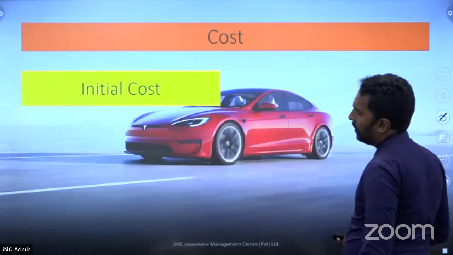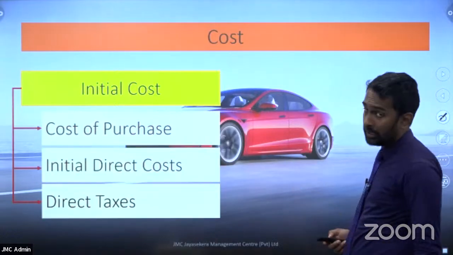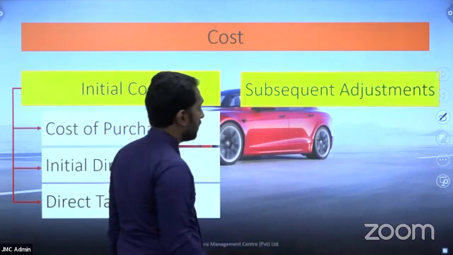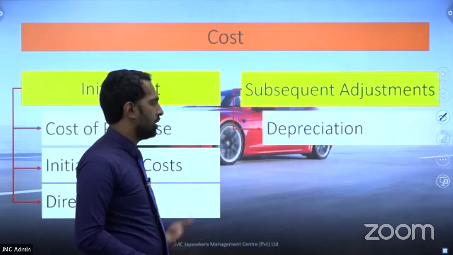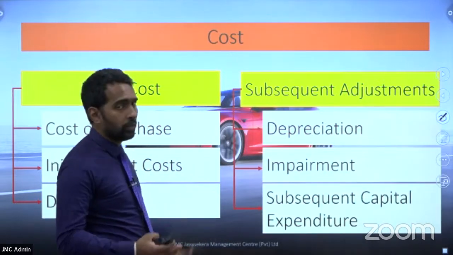Cost, initial cost. It may be the cost of purchase, direct cost, direct taxes. And then subsequent adjustments: depreciation, impairment, subsequent capital expenditure.